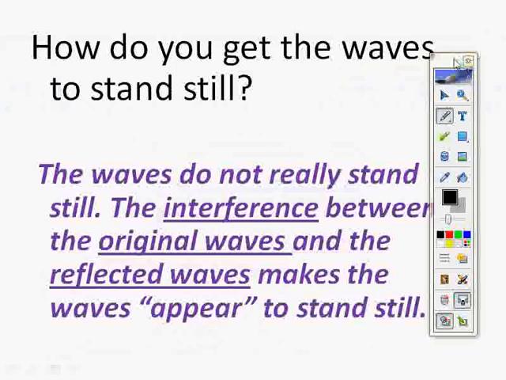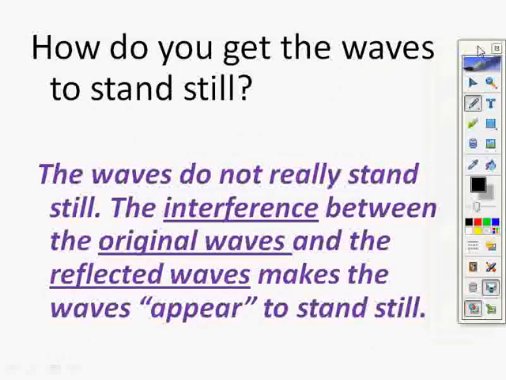So, how do you get the waves to stand still? They don't really stand still, people. The interference between the original waves and reflected waves ends up making the wave appear to stand still. Anytime you see a standing wave, you need to realize what's really happening is there are two traveling waves moving through each other, producing that interference pattern.